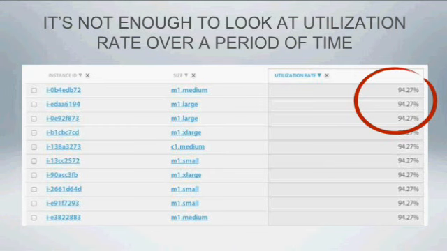Well, we actually don't know. Because what we don't know is if those instances are running at the same time. Remember, Amazon applies reservations hourly. So what we have to look at is how many instances are running every hour of the day. And so let's take our 3 instances running 30% of the time.